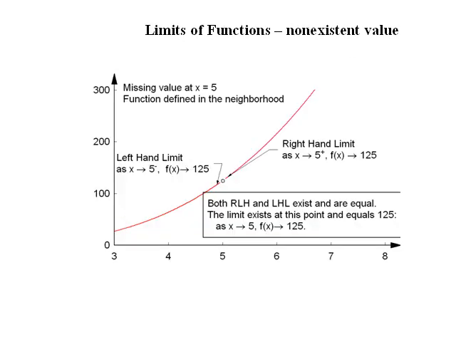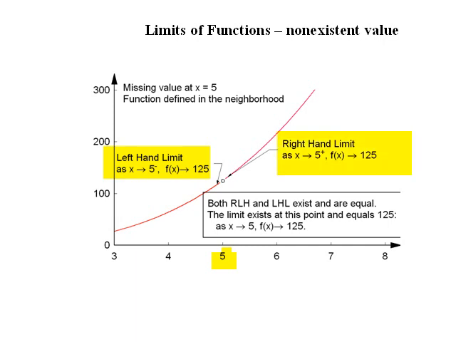Here's an example of a function. We're trying to take the limit at x equals 5, and for no good reason, there's no data point there. There's no value of the function there. But we can look at the left-hand limit again. So we look at the function as x approaches 5 from values less than it, 5 minus, and we work up to 5 and we find that the function is approaching 125. We did that by looking at lots and lots of values, for example.